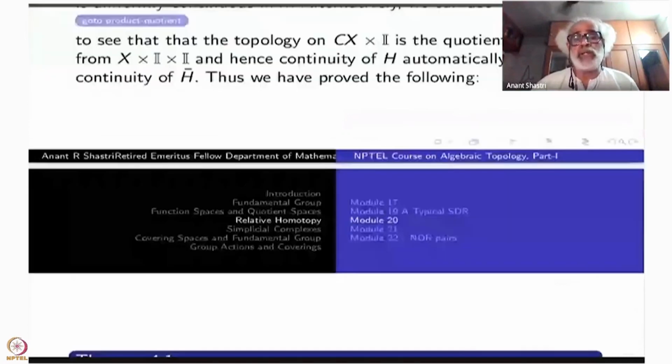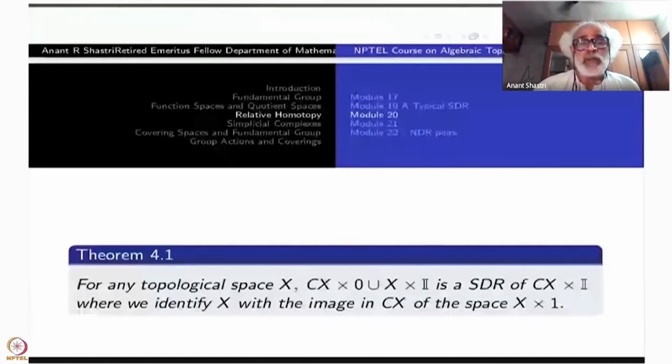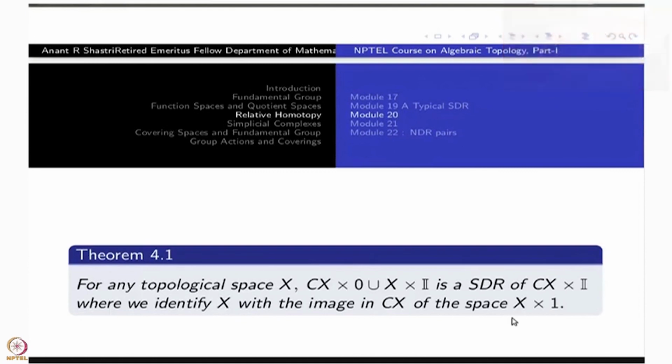So the conclusion is that for any topological space X, CX cross 0 union X cross I is a strong deformation retract of CX cross I, where we identify X with the image in CX cross I of the space X cross 1. Okay, X is identified with that.